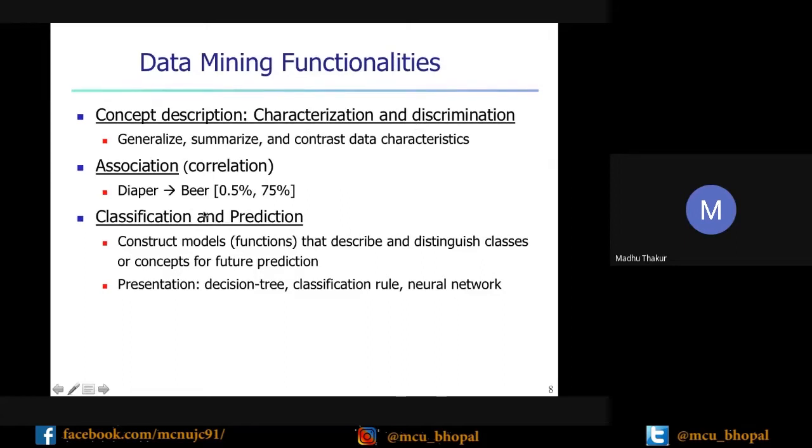Then association. Here you are finding the correlation between two items for increasing your sale, like the relation between diaper and beer. What is the buying pattern of the users? If they are going to purchase a diaper, then this rule says with 75% confidence, if a person is going to buy a diaper, he will also purchase a beer, at 50% support. Similarly, you can find correlation between two events.